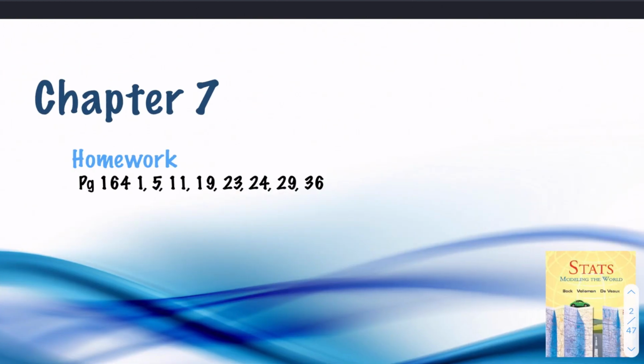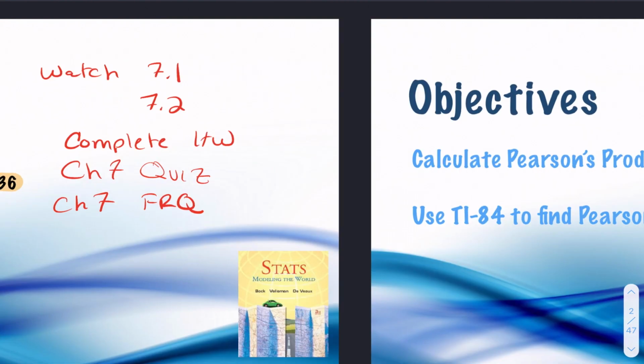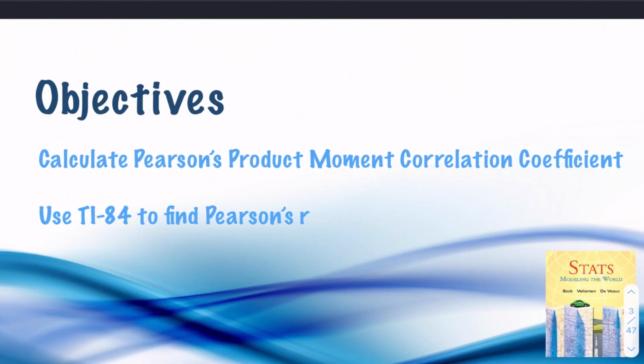So this chapter, focusing on just Chapter 7, will be broken down into two videos. We're going to watch 7.1 and then 7.2. Then we're going to complete the homework problems. We will have a Chapter 7 quiz and a Chapter 7 free response question. And that's how we're going to do it, in this order. So I highly suggest you watch these two videos first, and then we go homework, quiz, free response question in that order. So here are our objectives.